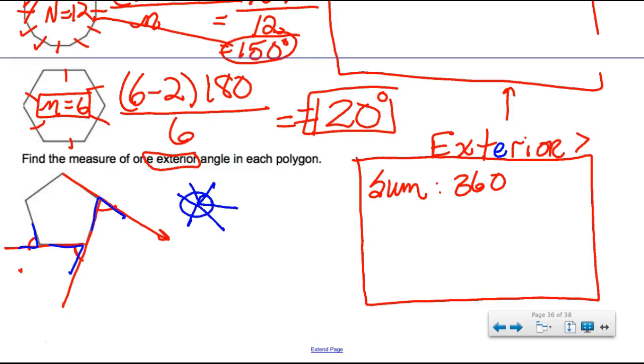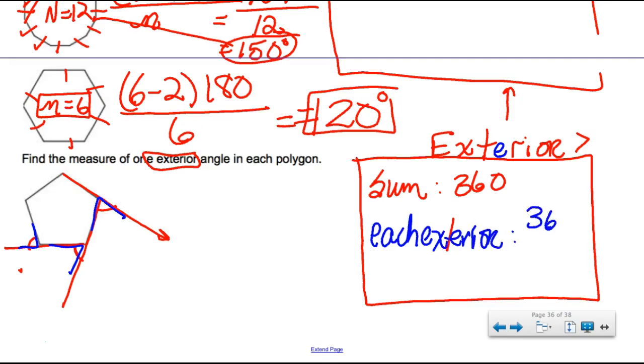You could give it a try, but I know you won't. I wouldn't either. Just trust me. They make a circle, and they add up to 360. So if you want to know what each exterior is, because they're all the same, and because you have n of them, you can just take the 360 and divide it by n, so it's kind of nice and easy.